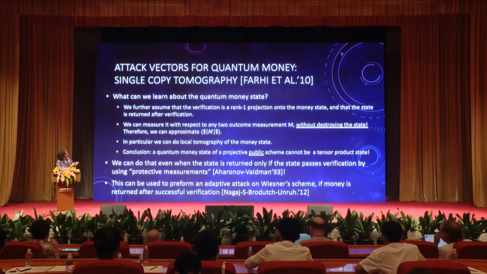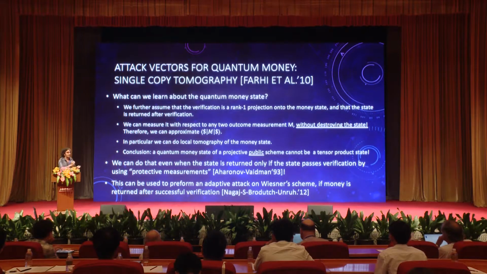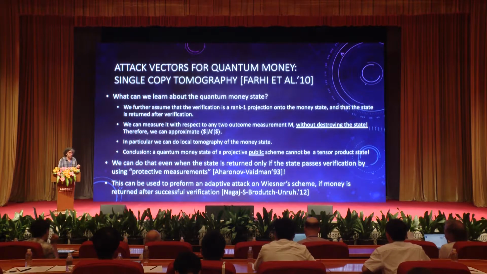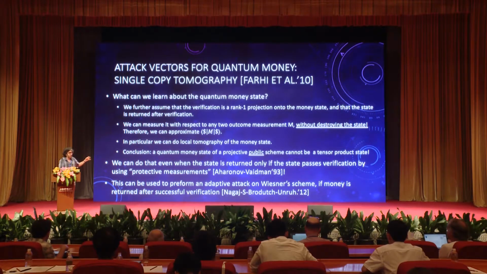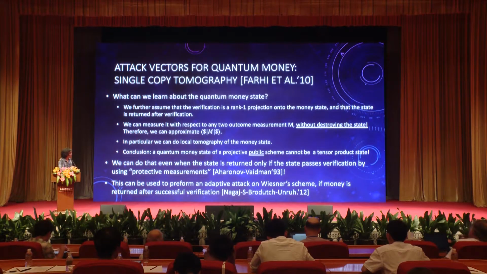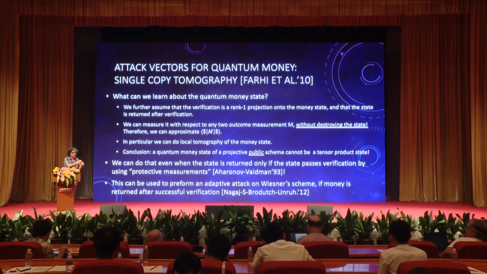You can basically get the same kind of result as was presented here, but only by checking that the money is valid. The bank always tells you yes, it's valid, and yet you learn something. You learn this expectation. This is kind of surprising, at least it was for me. It uses Aharonov and Vaidman's concept called protective measurements, and we showed how to use it for attacking Wiesner's scheme when valid money is returned and invalid money is destroyed.